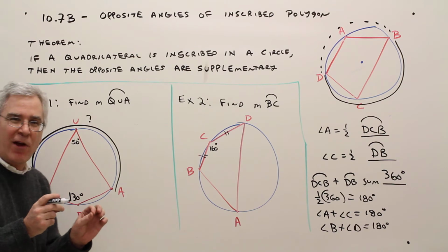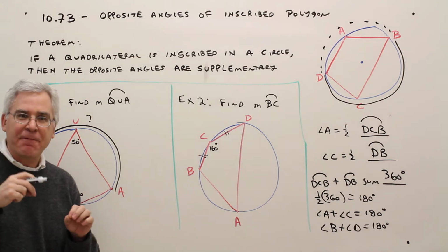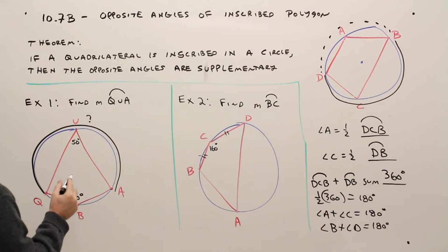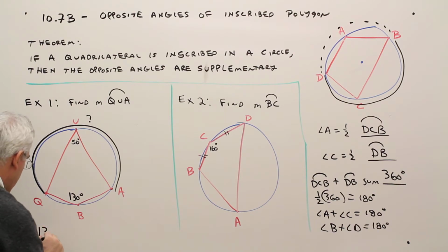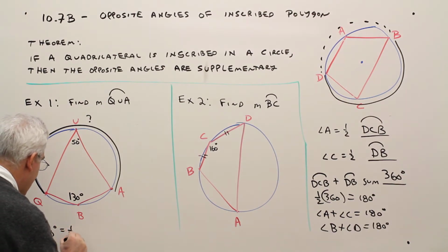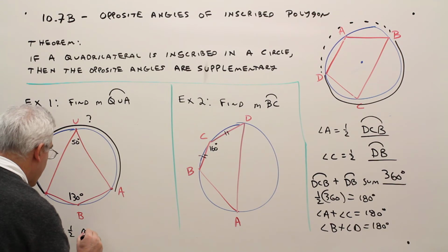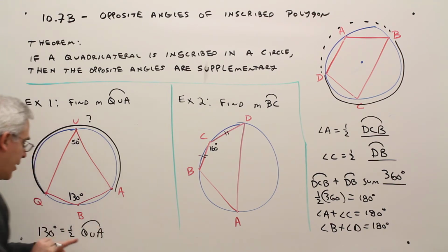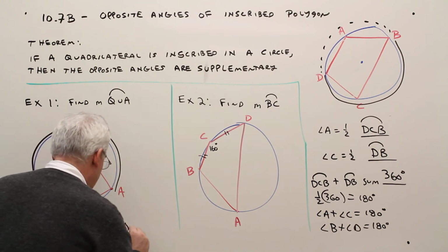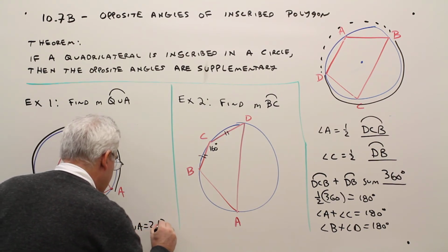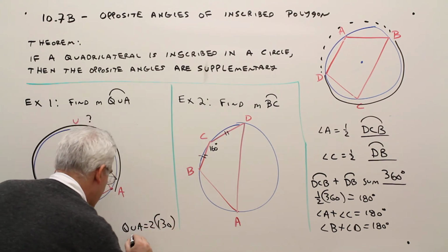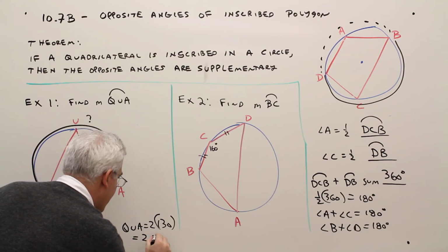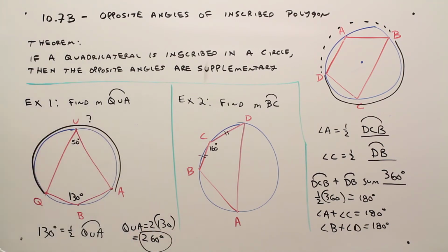So I know an inscribed angle is half of the intercepted arc. So I'll just write an equation. 130 degrees equals 1/2 of QUA. So to solve for QUA, I would just simply double it. So QUA equals 2 times 130 equals 260 degrees. Okay, that wasn't too bad.